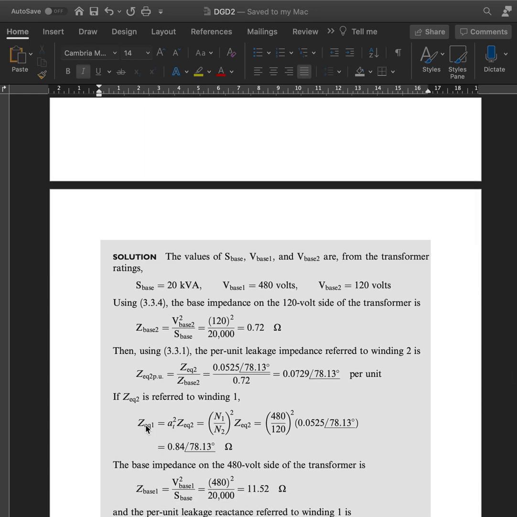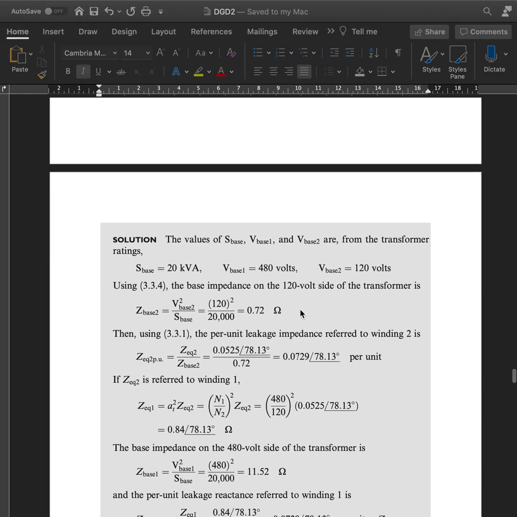And the base impedance on the 480 volt side of the transformer, we have Z base 1, which is equal to V base 2 divided by S base, which is 480 squared divided by 20,000, which we get is 11.52.